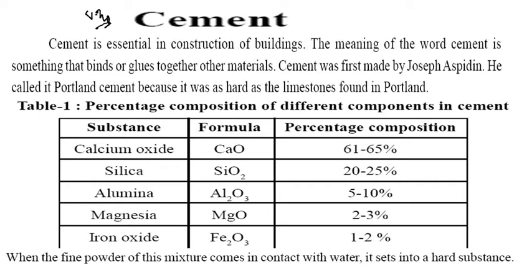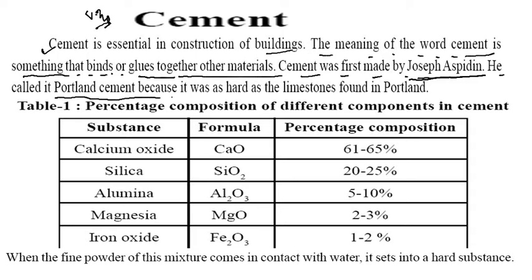Now cement, it is very important today. Nowadays it is a very important thing which is used. Cement is essential in the construction of buildings, so it is a very essential part. The meaning of the word cement is something that binds or glues together other materials. Cement was first made by Joseph Aspdin. You can remember this name, Joseph Aspdin. He called it Portland cement because it was as hard as limestone found in Portland.